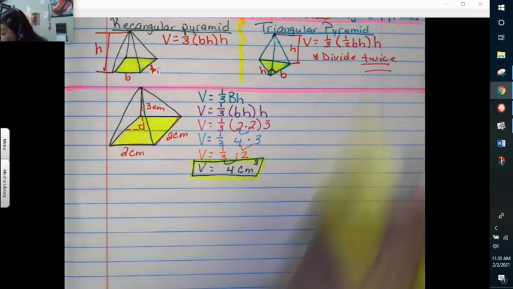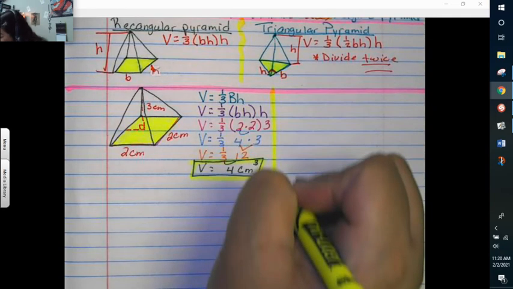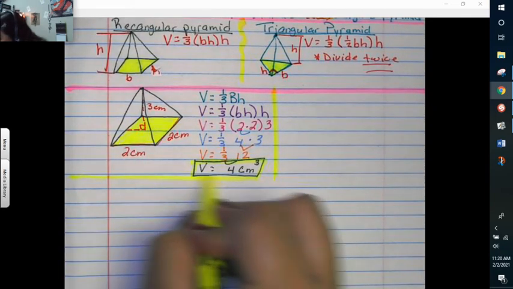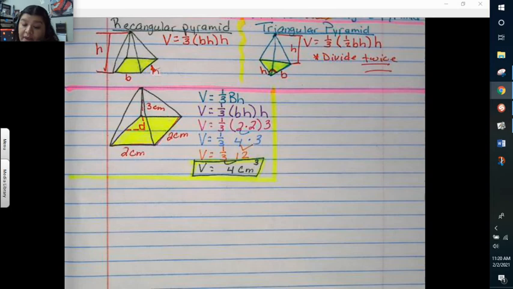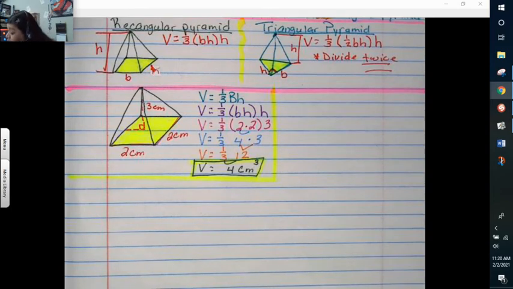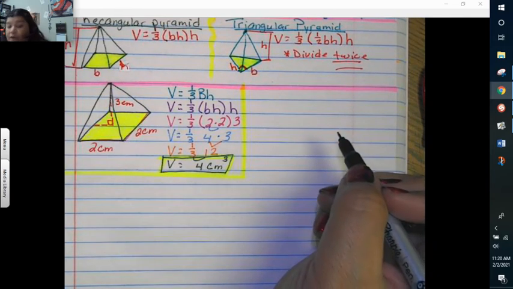I think I'm going to do it off to the side. That way I don't have to waste so much space. So we can do some examples, more and more examples. All right, let's try a rectangular pyramid. Okay, so how do we draw this?